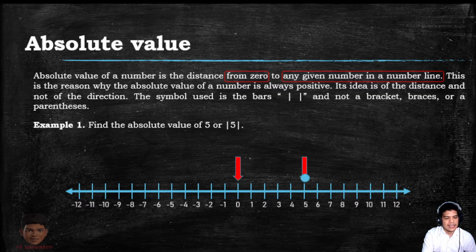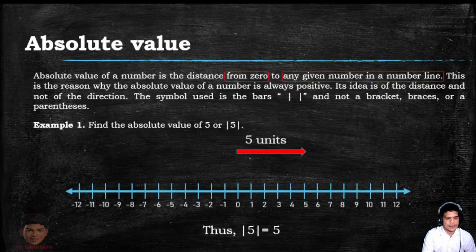That is why, according to the definition, it's always positive. So, it's very simple when we talk about absolute value. That's the positive value of the given number. So, from 0 to 5, the distance 0 to 5. So, the absolute value is 5. So, that is 5 units from the 0. Thus, the absolute value of 5 is equal to 5.